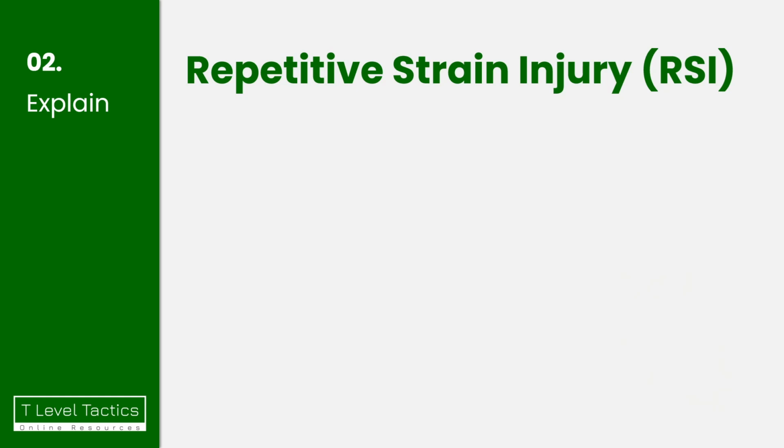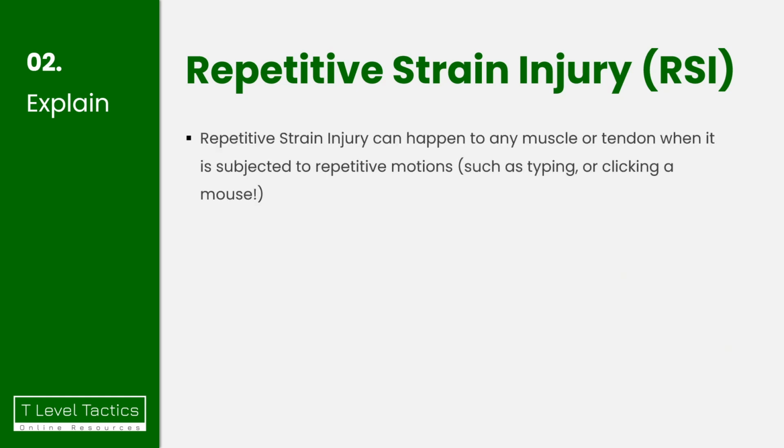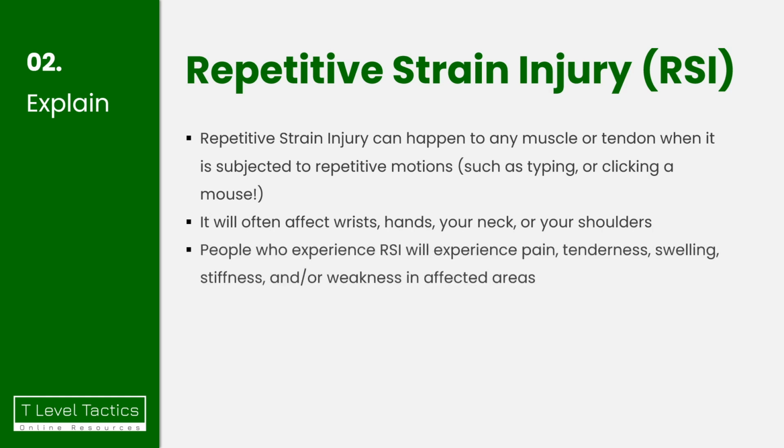There's also repetitive strain injury. Repetitive strain injury can happen to any muscle or tendon when it's subjected to repetitive motions, such as typing or clicking a mouse. It will often affect wrists, hands, your neck, or your shoulders. And people who experience repetitive strain injury will experience pain, tenderness, swelling, stiffness, and/or weakness in the affected areas. And these symptoms can become worse over time.